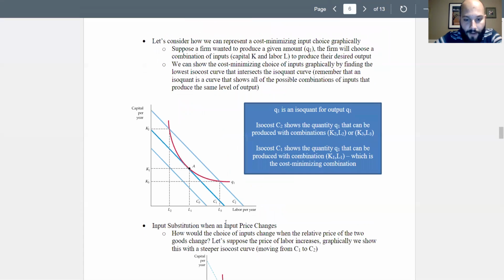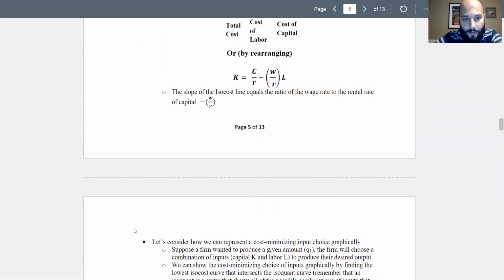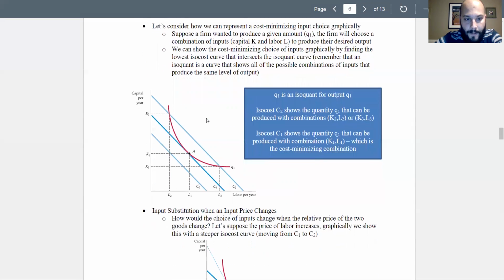Remember, as we come down here, we tend to be graphing labor on the x-axis and capital on the y-axis. So the price of labor is W, the price of capital is R. We have, again, essentially a negative PX over PY. So the slope of our isocost line is a very similar idea to the slope of the budget line.